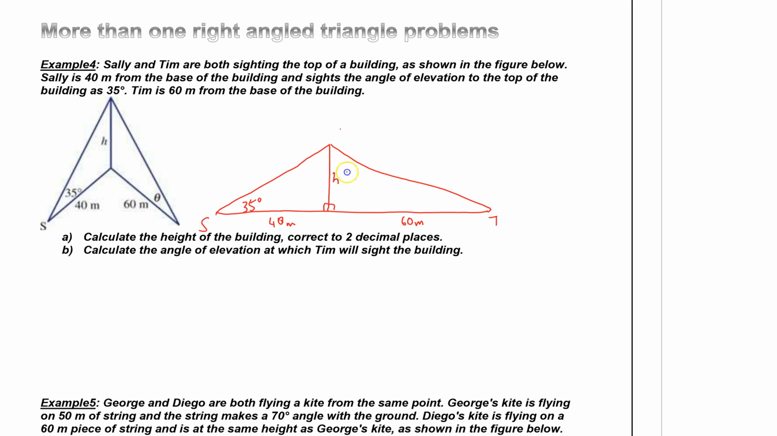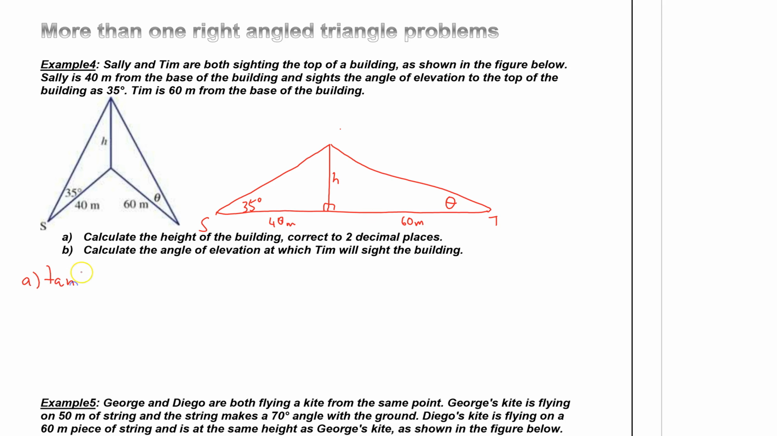This is going to be the height of the building. This here is going to be the angle that I want to find. Okay, just check those things. Pause if you need to. But part A, the height of the building, is going to be this one here. The angle of elevation from Tim is going to be this angle here. Remember, angle of elevation is from the horizontal, looking upwards. So for H, I have my angle here, the opposite and the adjacent. So it's going to be a tan question.